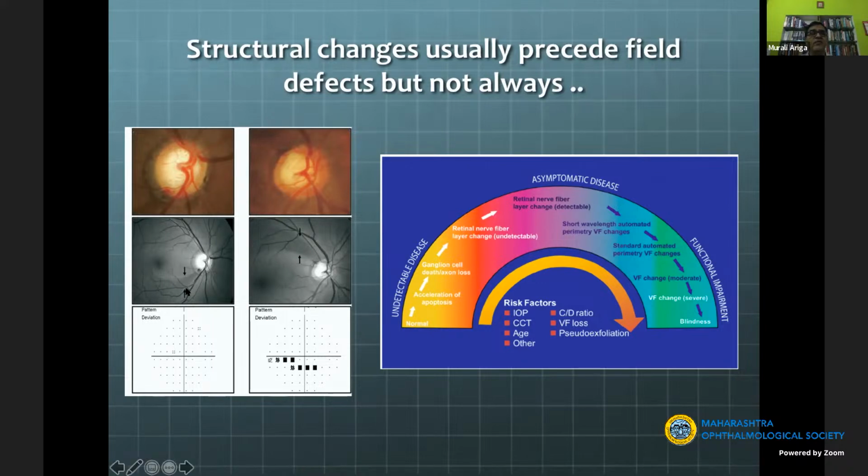And we all know lastly that structural changes usually precede functional field defects, but not always. You look at this example of fields being normal, the RNFL defect being there. You can do a 10-2 or the 24-2C. And this is the typical example of the continuum which Robert Weinreb has described, that field changes usually don't occur until late in the disease. It is not always true. And we know from various studies that field defects can sometimes precede structural changes. So don't go with the dogmatic rule that structural changes always precede functional defects.